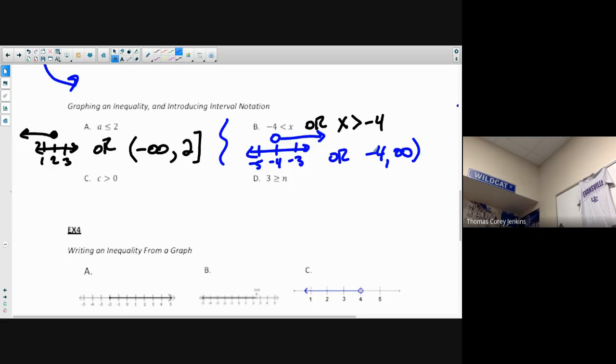Now, is -4 included? The answer is no. I can tell because it's open and also because my inequality symbol does not have the or equal to part. So we put that in parentheses there too. Okay, so again, this means the same thing as that.